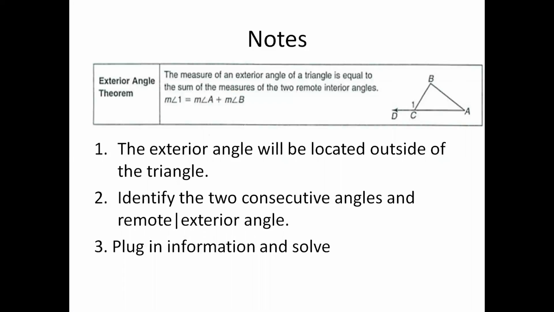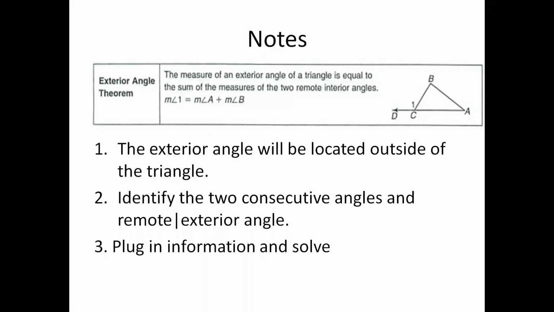The exterior angle theorem tells us that the measure of the exterior angle of a triangle is equal to the sum of the measures of the two remote interior angles. If we're looking up here, we want to see that our remote angles are B and A. Those remote angles will equal the exterior angle on the outside right here. We definitely want to be able to see that.